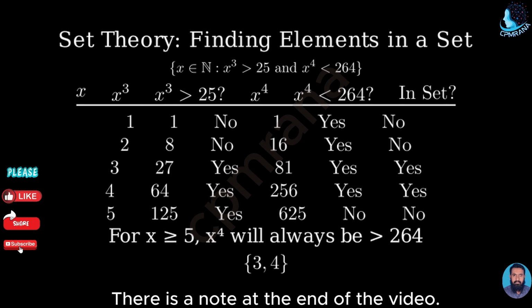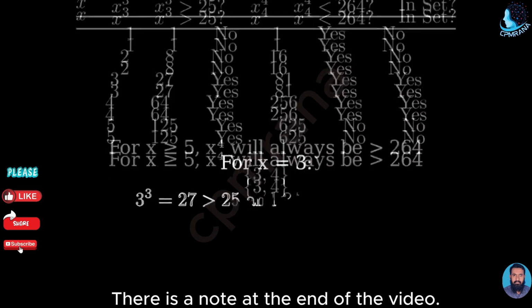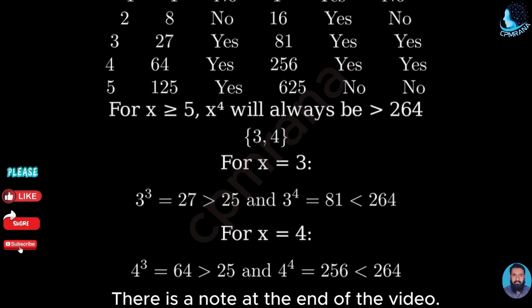Let's verify this makes sense. These are the natural numbers whose cubes are greater than 25 and whose fourth powers are less than 264. Both 3 and 4 satisfy these conditions, and we've shown that no other natural numbers do.